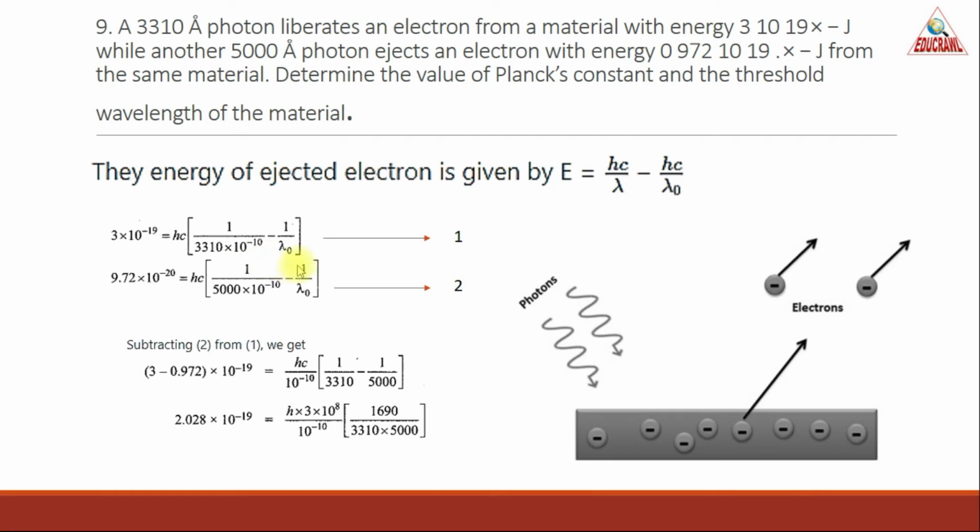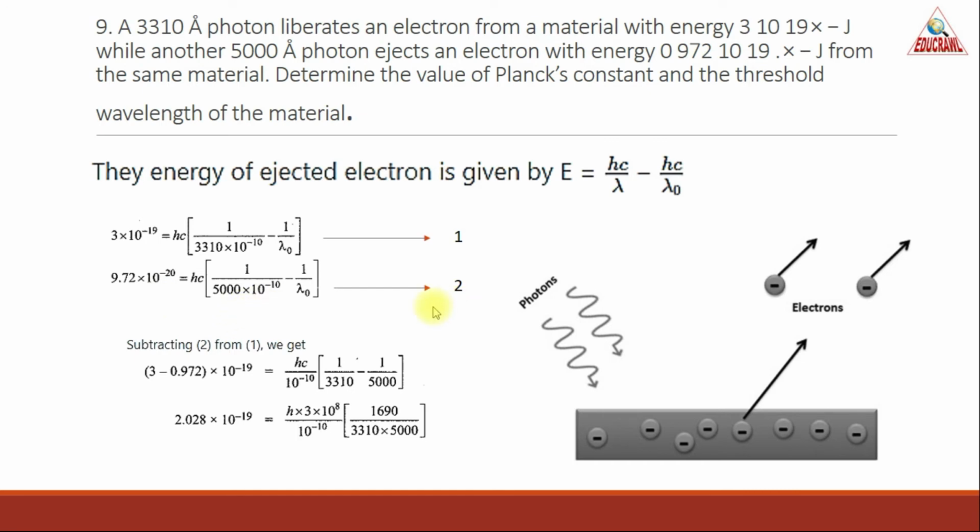Now see the second data. In the second data, the energy is given as 9.72 into 10 power minus 20 and the lambda value is given as 5000 Armstrong. So using this, we write the energy equation as E is equal to hc by lambda minus hc by lambda naught. Once again hc you can take it common, hence E is equal to hc into 1 by lambda minus 1 by lambda naught. Substituting the lambda value, we get 9.72 into 10 power minus 20 is equal to hc into 1 by 5000 into 10 power minus 10 minus 1 by lambda naught. This equation you keep it as 2.